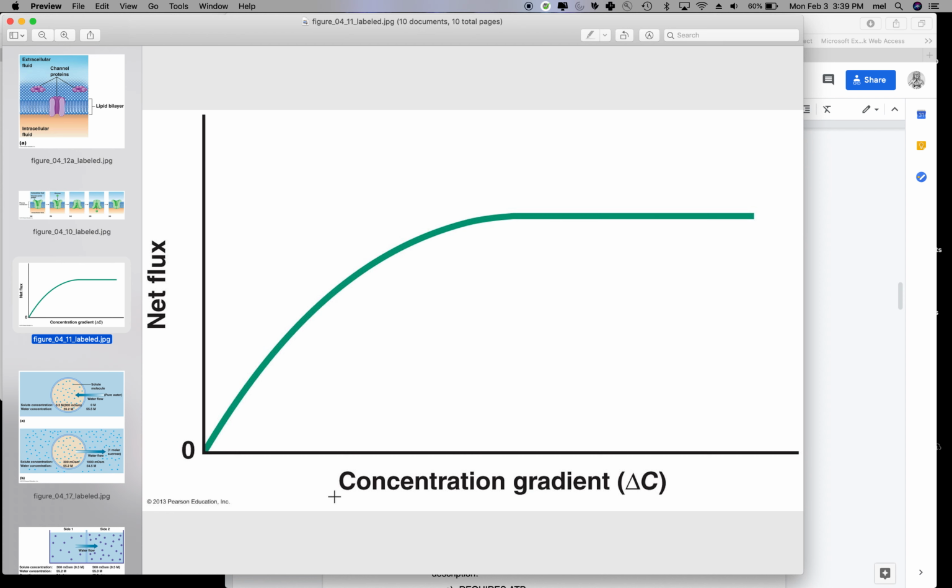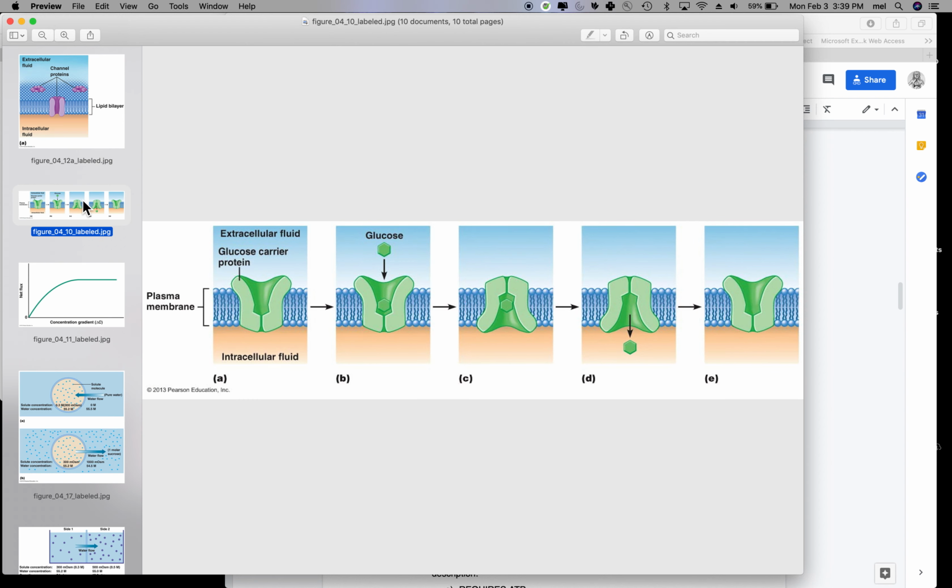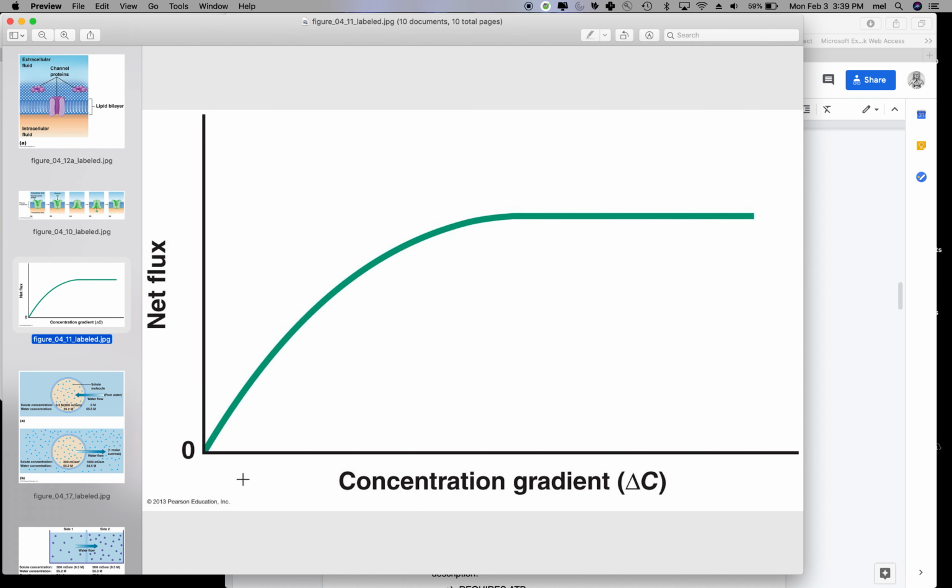But this says as the concentration gradient increases, the net flux, or the rate at which the glucose, for instance, was moved across the cell membrane, goes up until, of course, your carriers are full. When your carriers are full, it doesn't matter if there's a greater concentration. You're not going to get any more net flux.